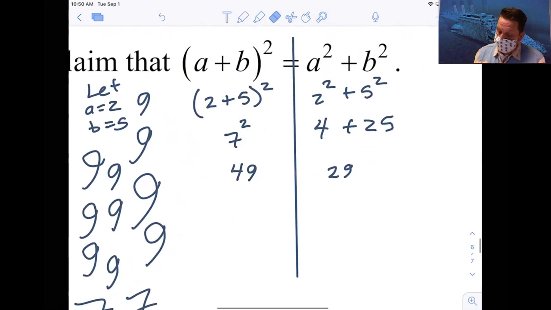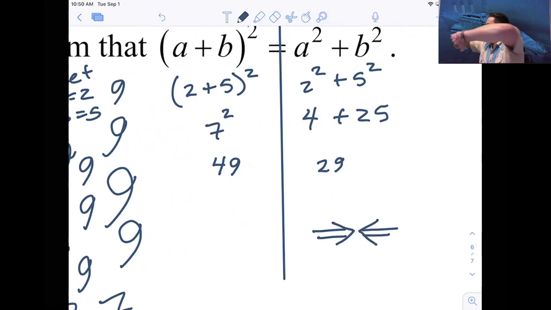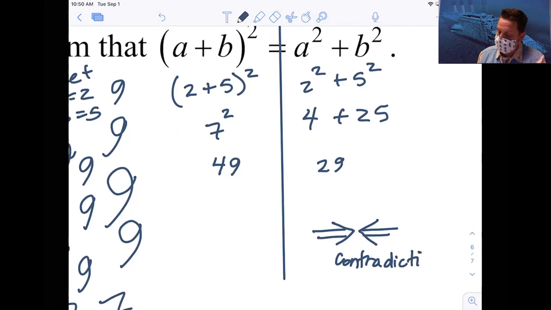Okay. 49 is unequal to 29. So I think I showed you on day one, we draw this symbol. The two ramming arrows, like two rams going at it. Boom. What does that mean? It's like the Titanic hitting the iceberg. Boom. Oh, such a sad story. Contradiction. Contradiction. It means not true.